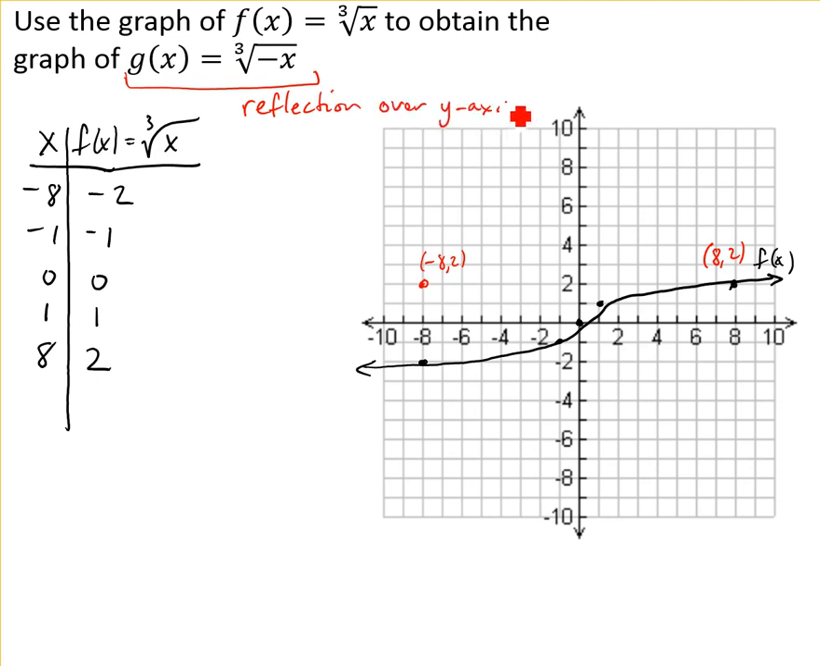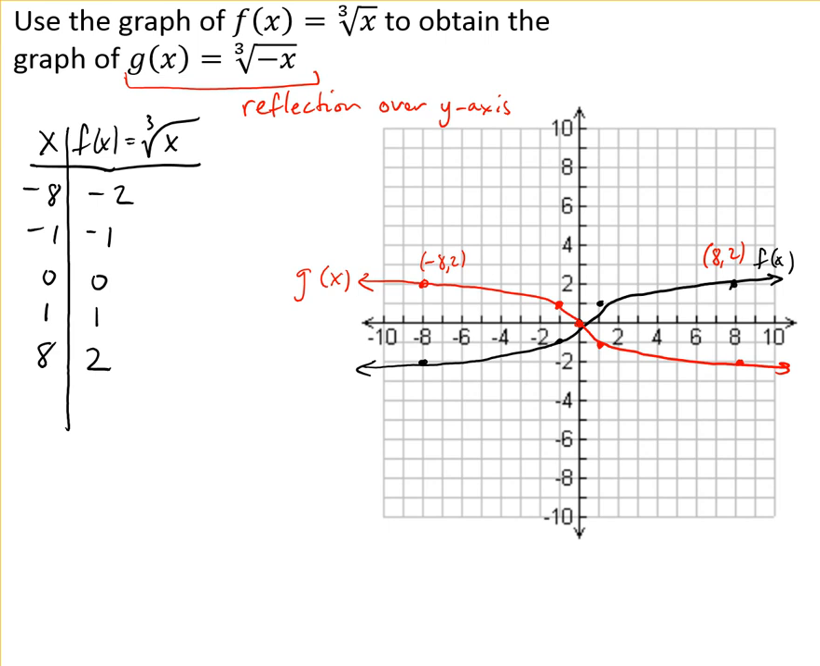So we're going to take the rest of our points and reflect them over the y-axis also. So this point will come here. The point there at the origin would stay there since it's already on the y-axis. And reflect over the y and reflect over the y. And then sketch those in with that same type of shape to complete the graph.